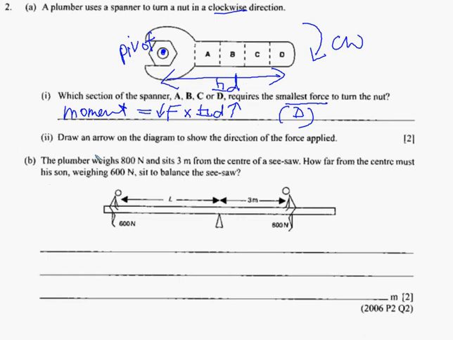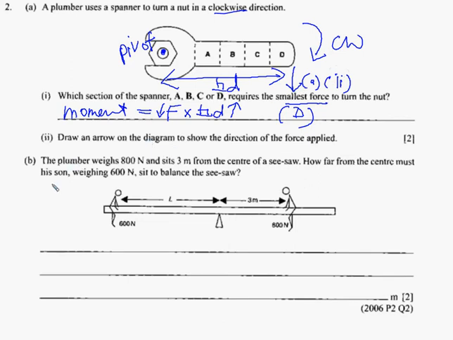Let's now move to A part 2. Draw an arrow on the diagram to show the direction of the force applied. So in this case, the force has to be either up, down, left or right. If I'm pushing it down, it has to be shown with this. So I'll put this arrow and label it as A part 2, to make sure the examiner knows that I'm answering the question for A part 2.